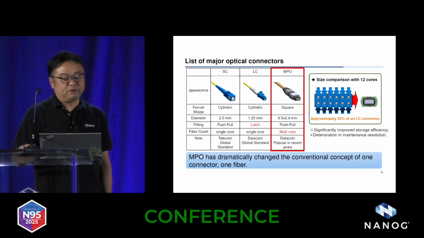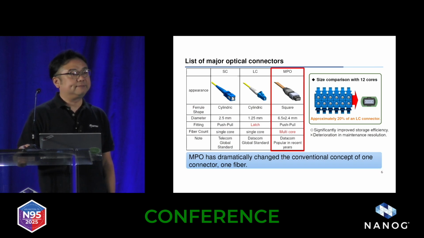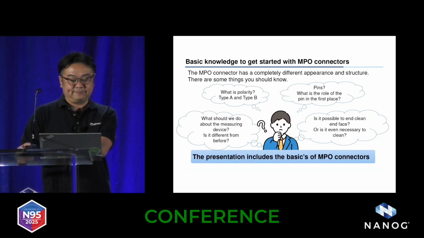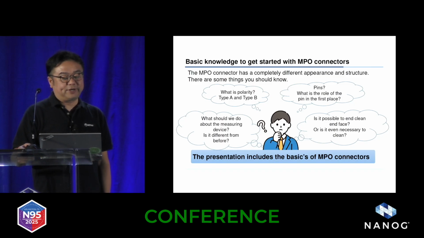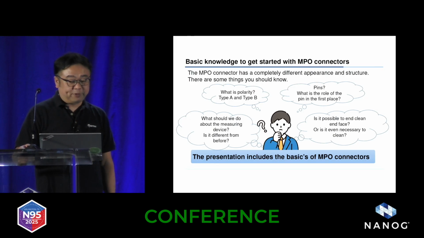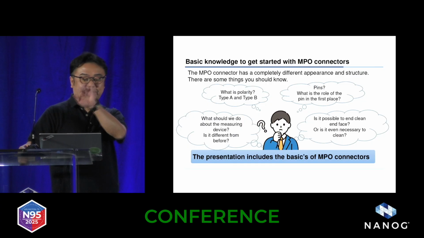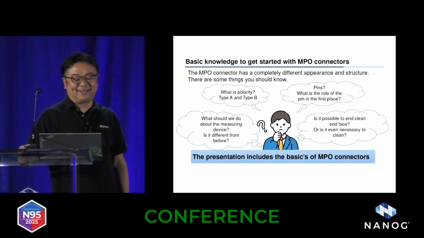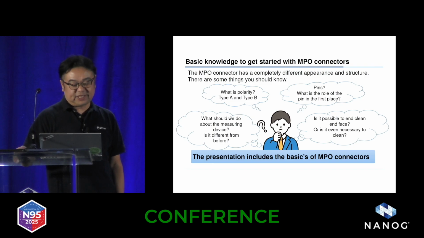As you can see, the MPO connector is a unique device and significantly changed the conventional concept of optical connectors. And recently, the use of MPO connectors has been rapidly increasing. The MPO connector has some difficulties, and the structure is a little unique compared with existing connectors such as SC or LC. Things like polarity and connector pins are new. I'll try to explain some of the questions you may have, especially when using the MPO for the first time.